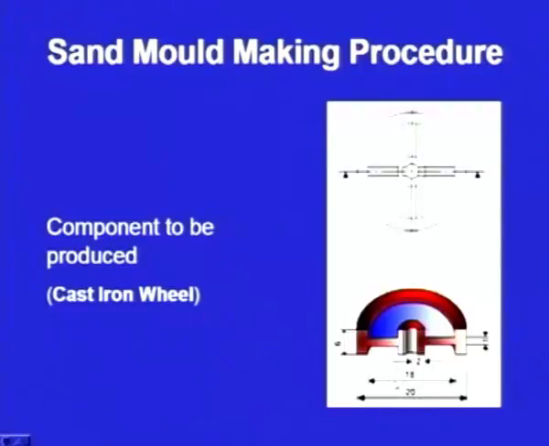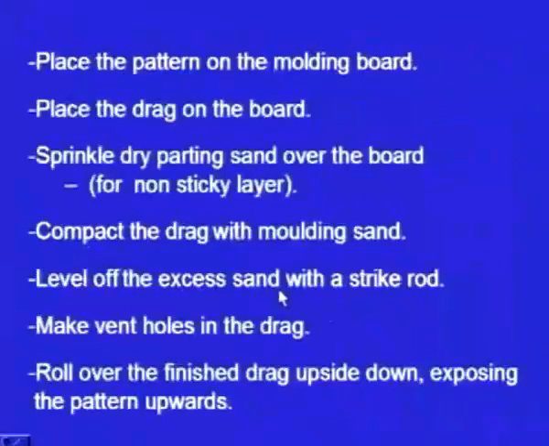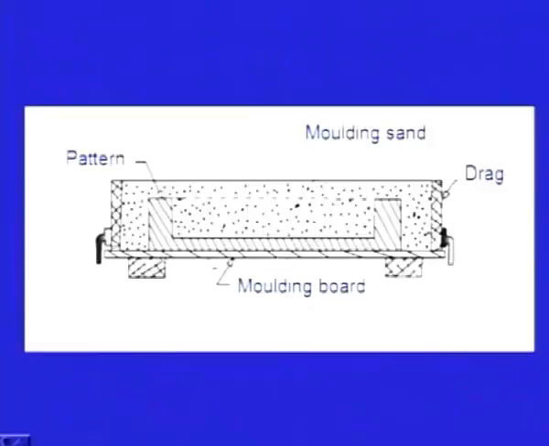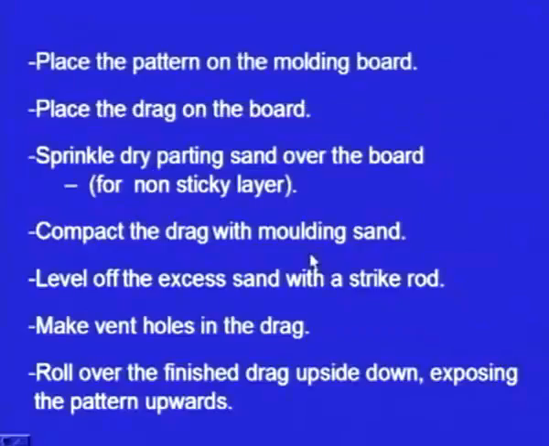First of all, we have to use a pattern of this shape, and the pattern will be a split pattern. Next, first one is place the pattern on the molding board. So this is the molding board. This lower one is the molding board and this is one half of the pattern. So initially we have to place this pattern over the molding board.